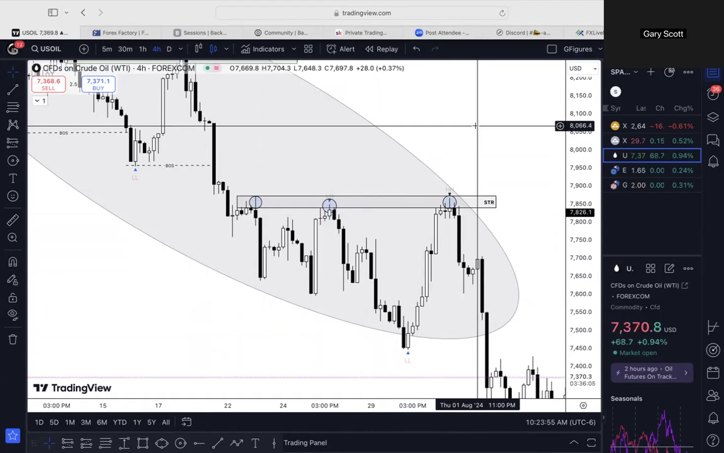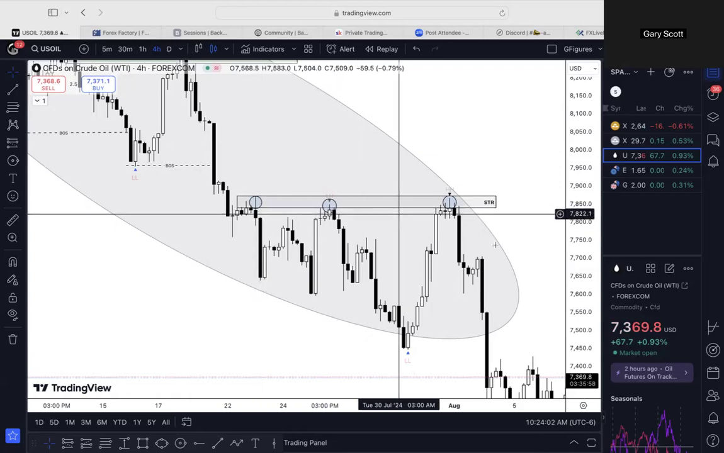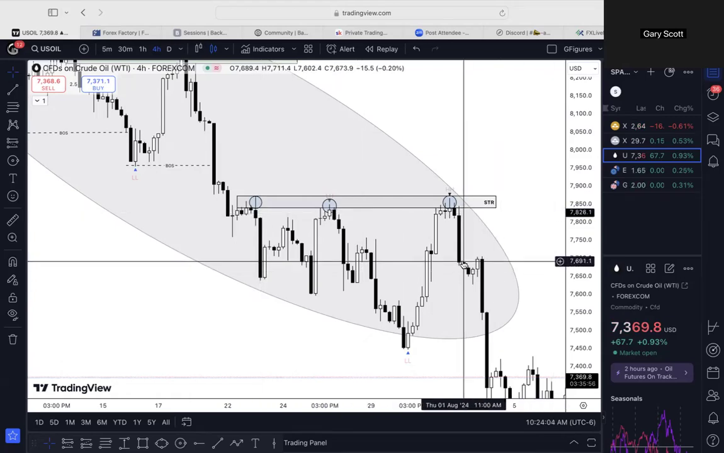Triple top. There we go. If you said triple top, you are correct. It's a triple top at a structural level. Well, Gary, why is this a structural level?